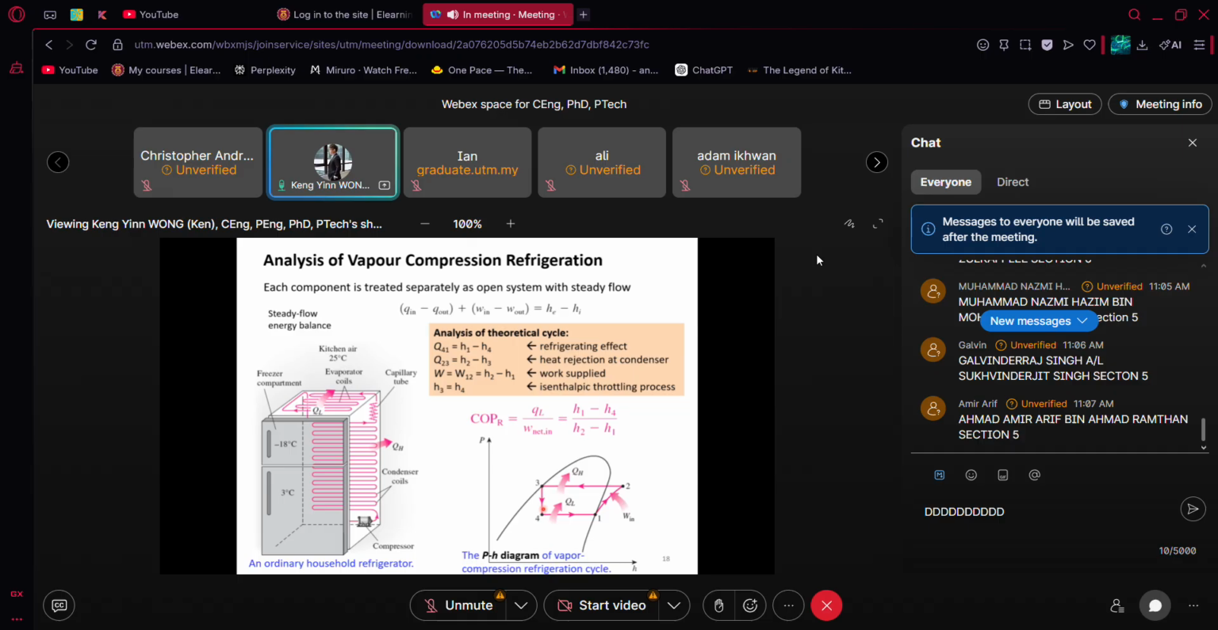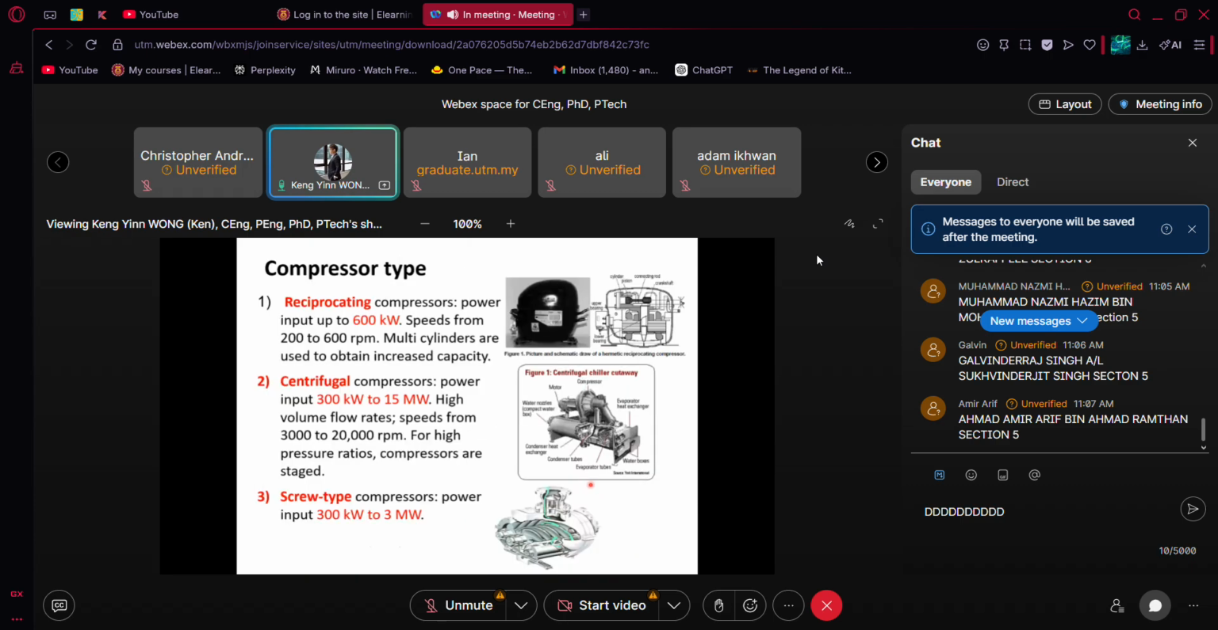So where is your QL? QL is H1 minus H4. So where is your W net in? It would be your H2 minus H1. Okay, so this is quite simple. Just take note, jot this down. So how are you going to use that? I will show you next time.